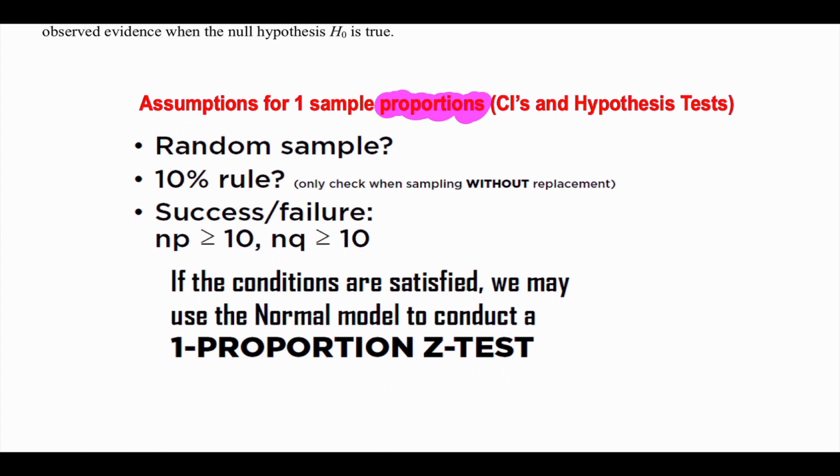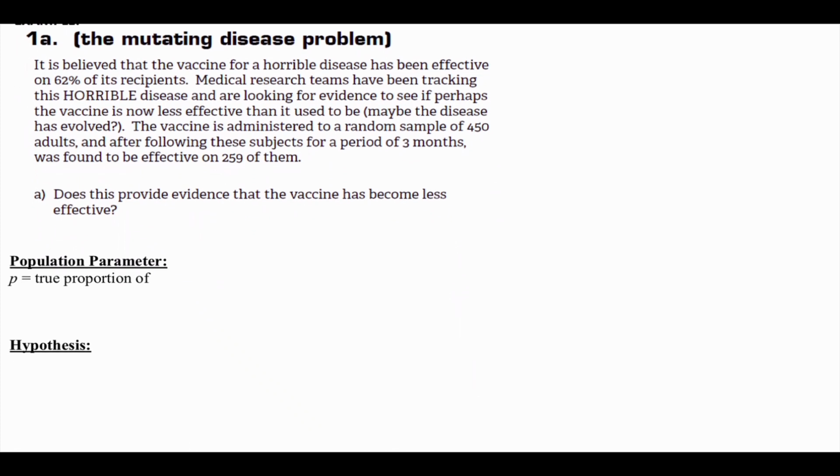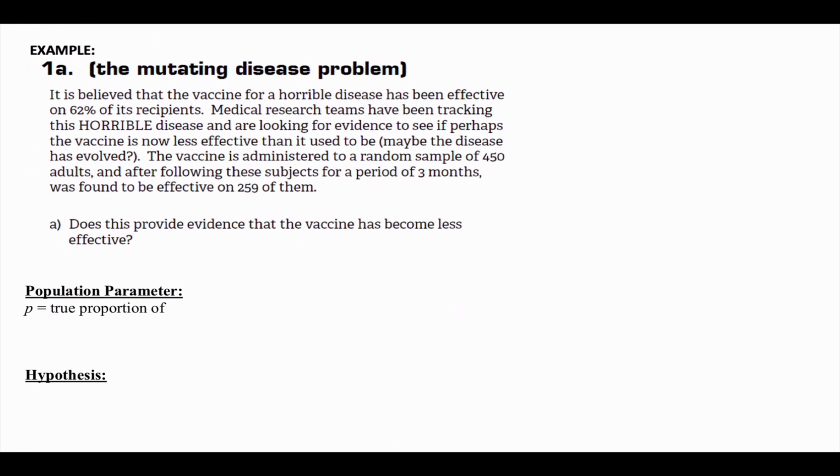All right. So now let's look at a problem. Let's go through every step for this problem. We're going to go through all 7 steps. Okay, so the mutating disease problem, 1A. It is believed that the vaccine for a horrible disease has been effective on 62% of its recipients.